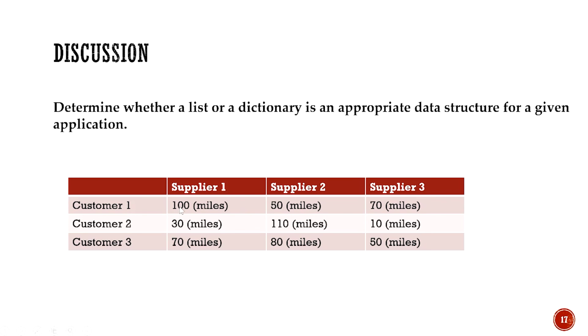And then I have distances between each pair of customer and supplier. And you will see the table. So it means that I can define a key and then assign a value. So the first key can be the pair of customer 1 and supplier 1. And then I assign 100, which shows the distance. The other key can be customer 1 and supplier 2. And then its value is 50 miles. So that's how we use dictionary to save information here.